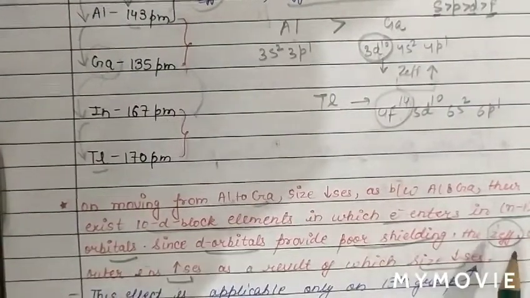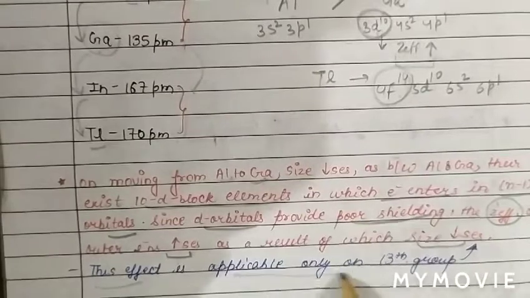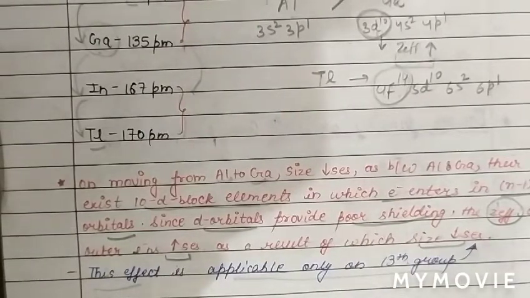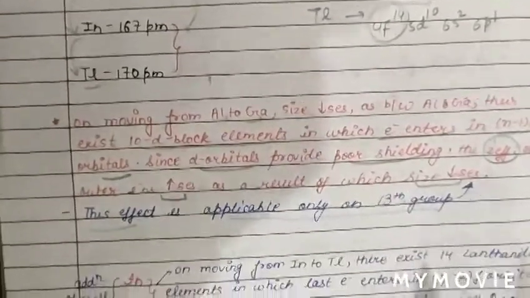So this effect is applicable only to group number 13. Therefore, we call group 13 a heterogeneous family. See, when we move from indium to thallium.